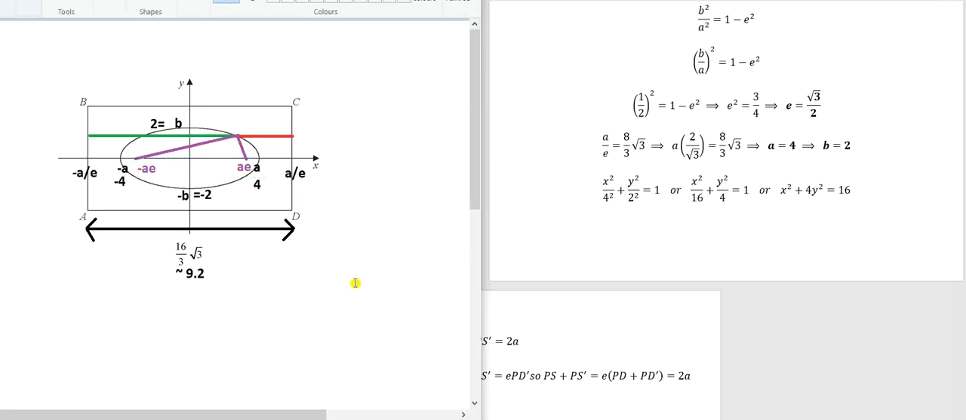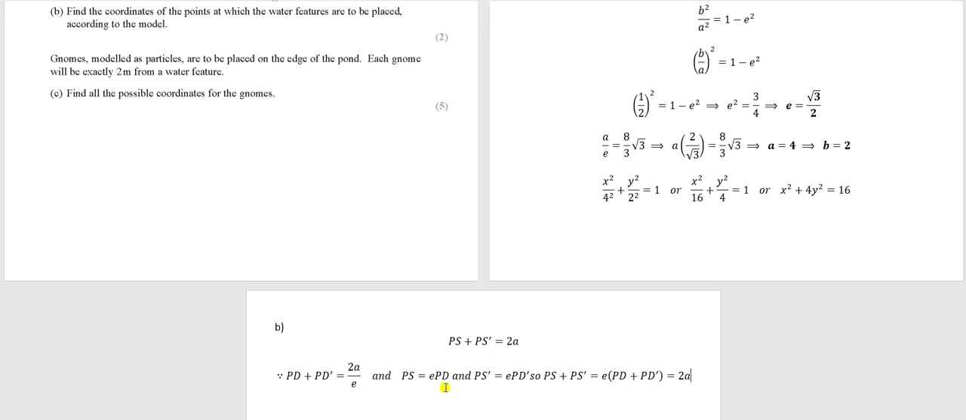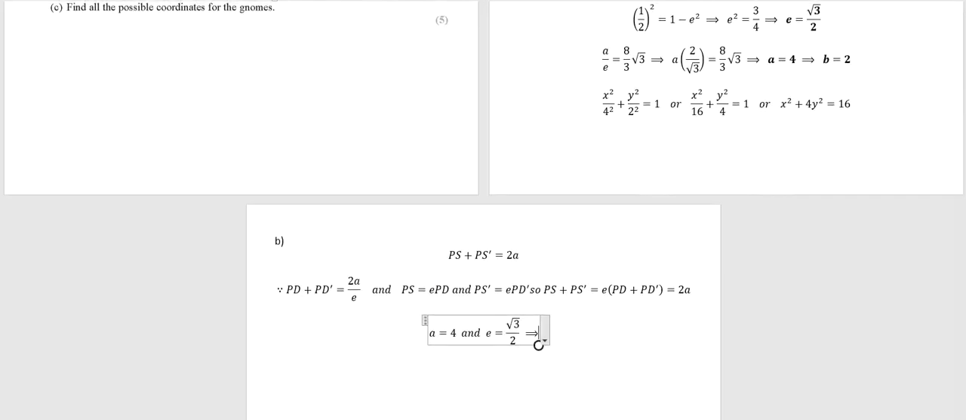Since we've got the values of A and E, recognizing that this is the property is how we're going to pick up the first of these 2 marks, and then applying the property is how we get the last of the 2 marks. So all we need to do here is say that A equals 4 and E equals root 3 over 2. From there we can find the position of the foci, plus and minus AE, 0. That's equivalent to plus and minus 2 root 3, 0. And that's our answer. That's where you're going to need to put your water features.